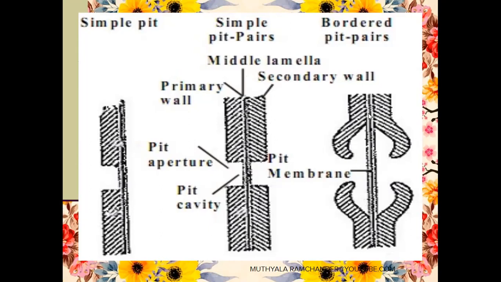And bordered pit pairs: the secondary cell wall is formed in a crescent-shaped structure at the pit area. The secondary cell wall formed in a crescent shape at the pit area is called a bordered pit. When developed on both sides of the primary cell wall, it is called bordered pit pairs. This type of pit pair is present in the fiber tracheids, and simple pit pairs are present in the libriform fibers.